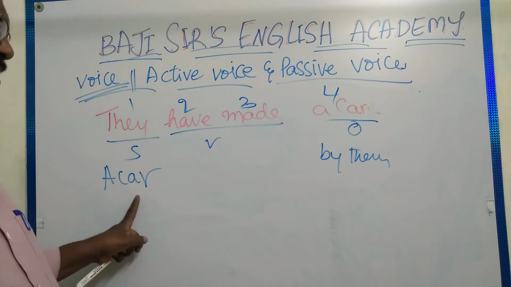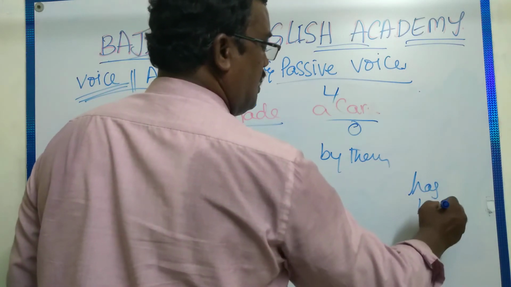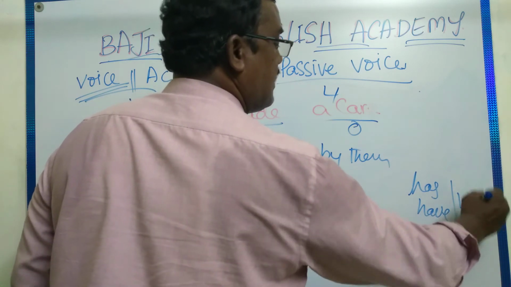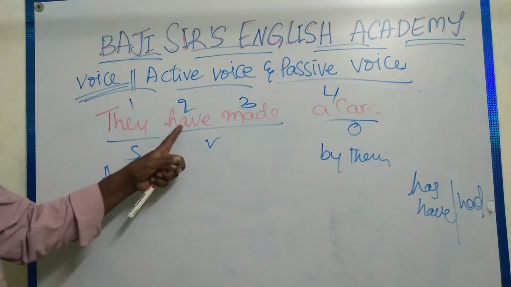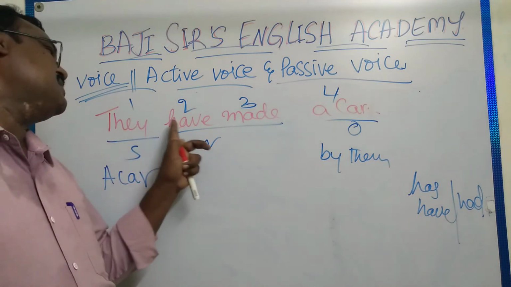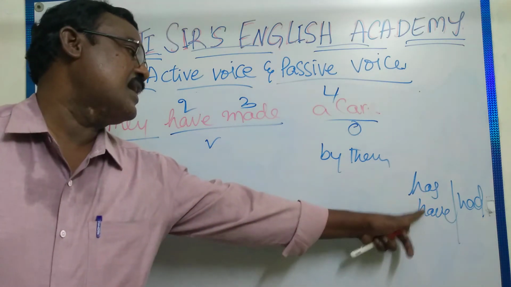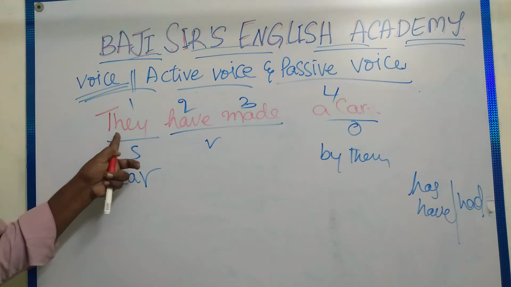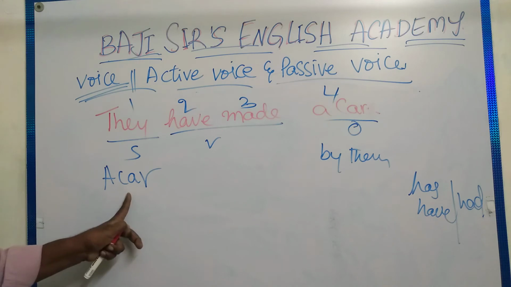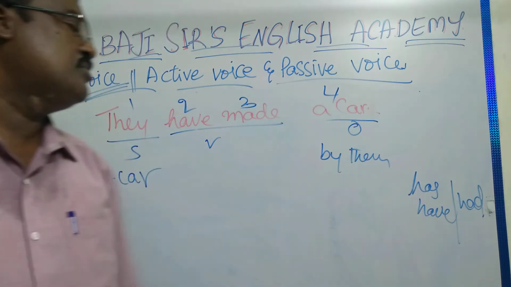So now see here. A car means what? Here have forms we have to know. Has, have, present tense, had, past tense. So present have form is there. Here also present have form we have to write. So present tense have form. Has is singular. Have is plural. They means how many? More than one. Have we have to write. But a car means singular. That's why has we have to write. Both should be in present tense only.